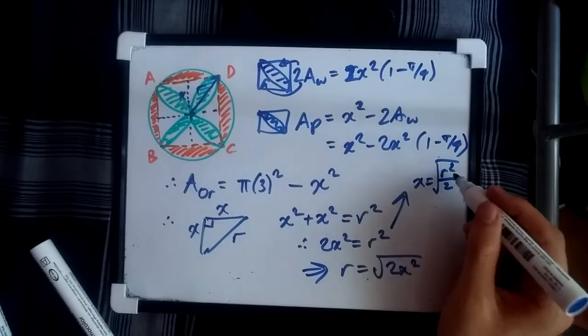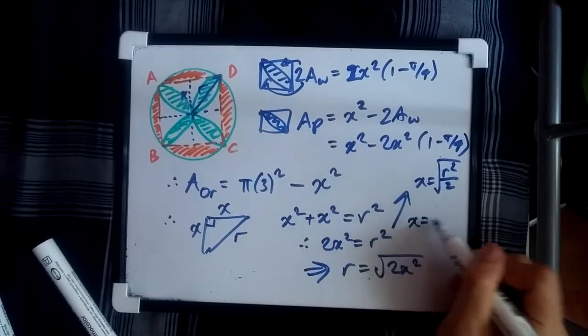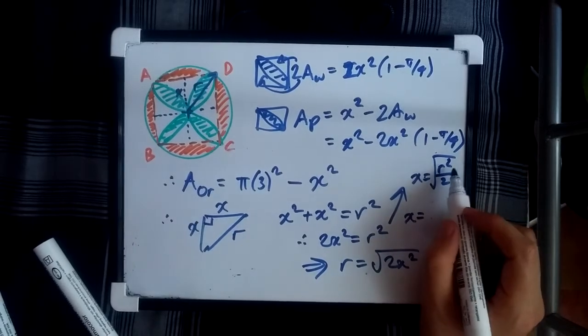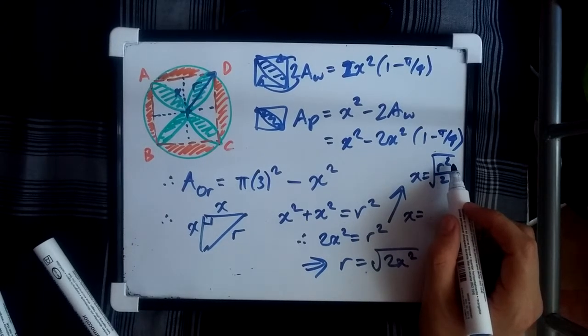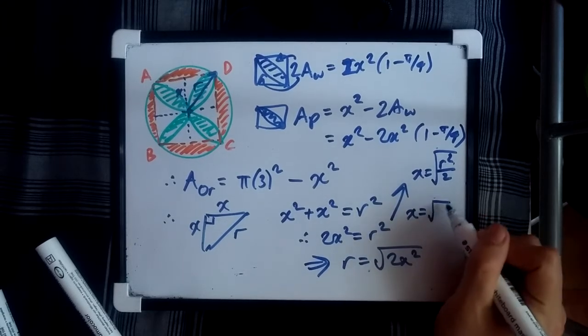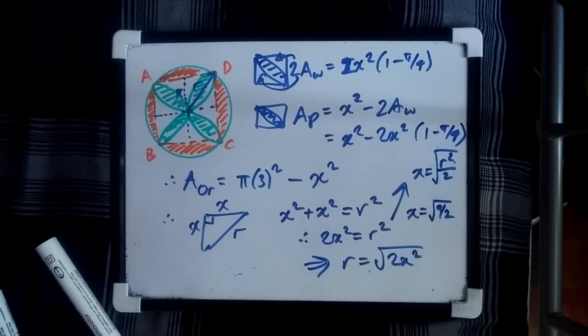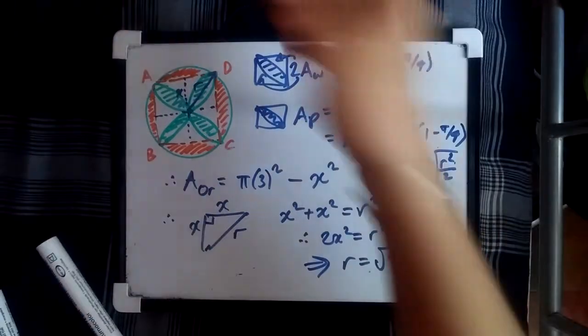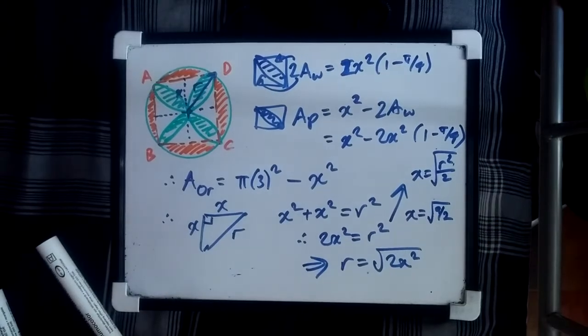Replacing r with our radius, we get the value of x. r was 3, so 3 squared is 9, and 9 over 2 is 4.5. So x is root 9 over 2. And that's it, guys. Substituting this value in, you're going to get every other value here.